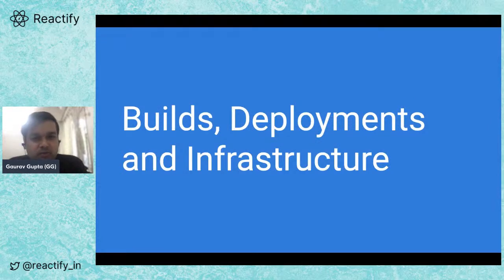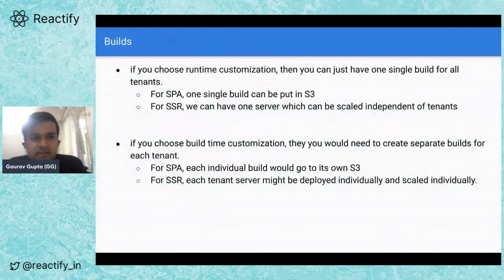Then talking about builds, deployments, and infrastructure in general. If you choose runtime customization, where you get the tenant config from an API call at runtime, you can have one single build for all the tenants, because nothing changes across tenants for those builds. All the customizations are happening at runtime. So for a single page application, you can just have one single build and put it on static hosting somewhere.